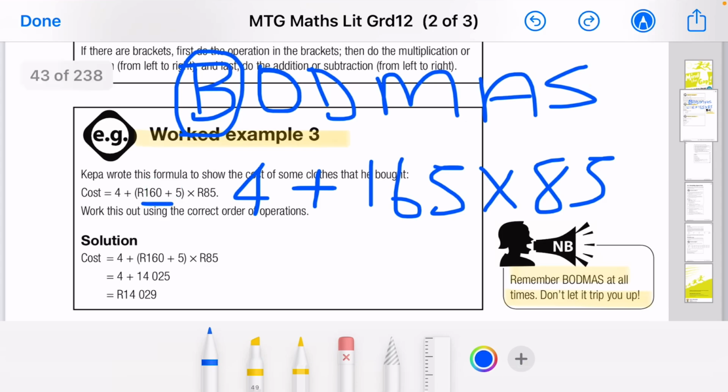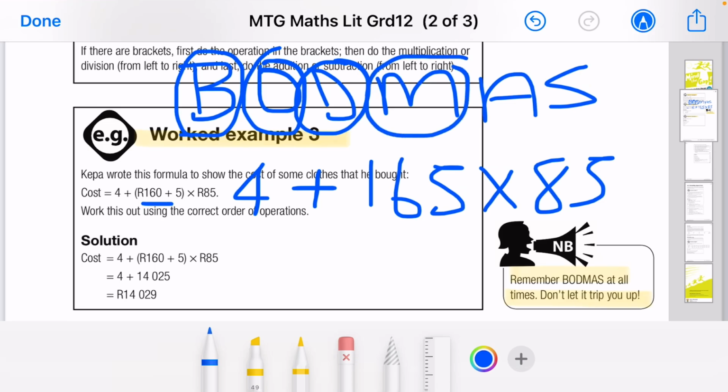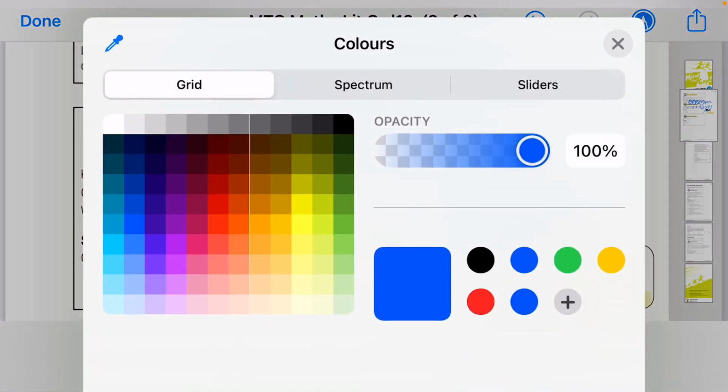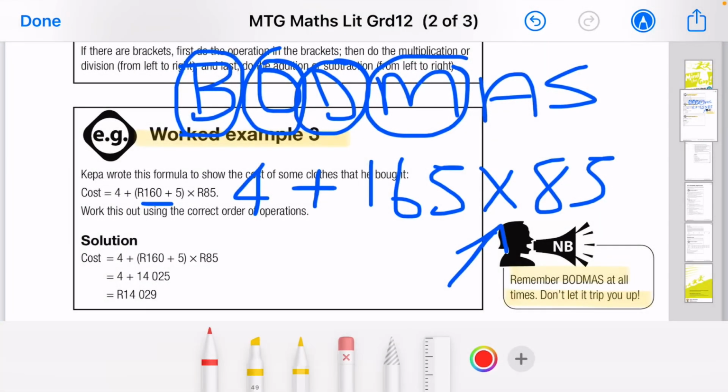Okay, so now, do we have powers? We do not have powers, ladies and gentlemen. Do we have a division? We do not have a division sign. Do we have a multiplication sign? Yes, we do. Where is it? It's there. So what does it mean, ladies and gentlemen? It means on your next step, you need to multiply those: 165 multiplied by 85. Okay.